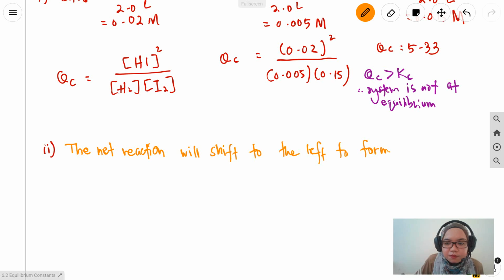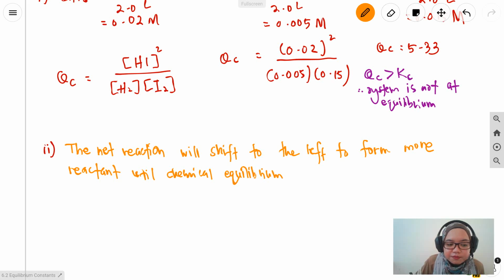to form more reactant until chemical equilibrium is achieved. You don't need to write chemical, equilibrium alone is fine. Until equilibrium is achieved. So this is how you answer this question. Okay? So I hope that you understand this.